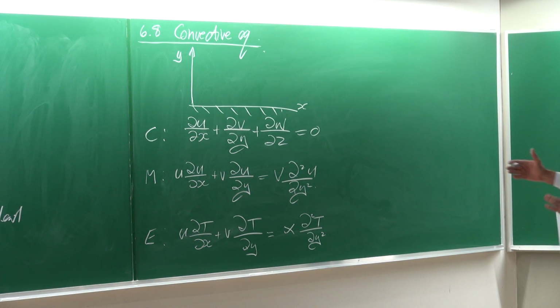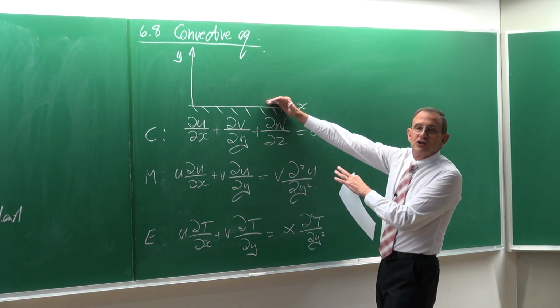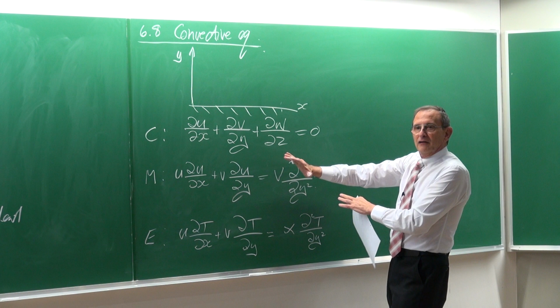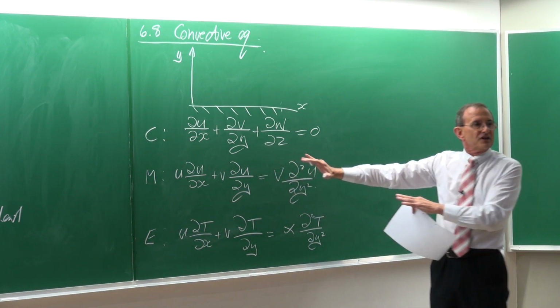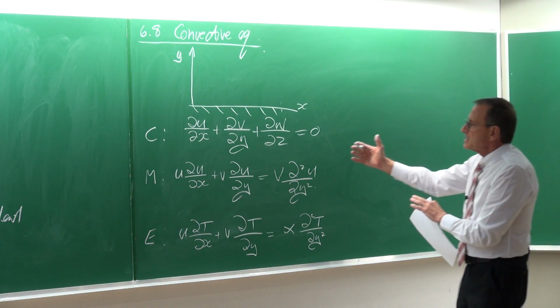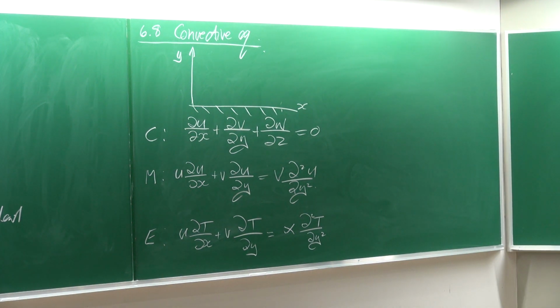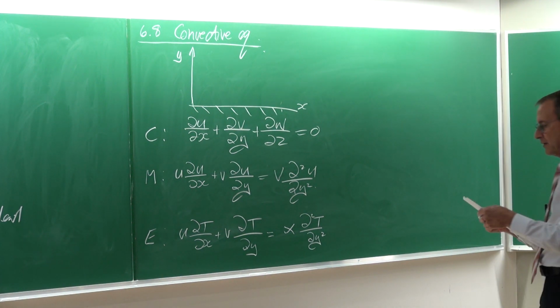Now, why was it written like this? Because they've tried to make the geometry very, very simple. They've made lots of assumptions like incompressible flow, steady flow, etc., etc. And these three equations are almost the most simple that you can get for fluid mechanics and heat transfer.